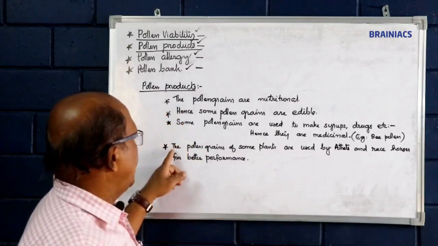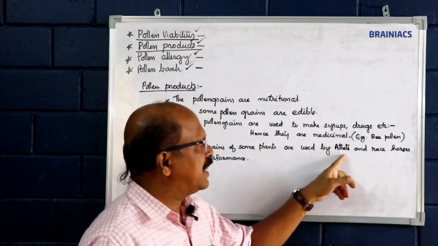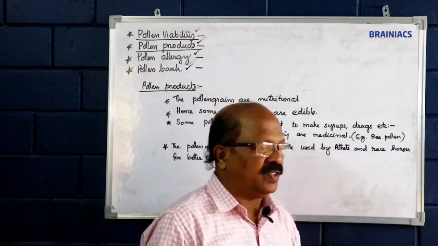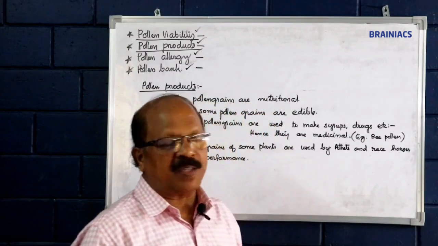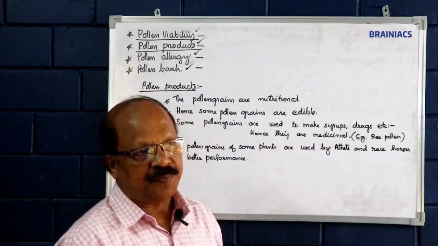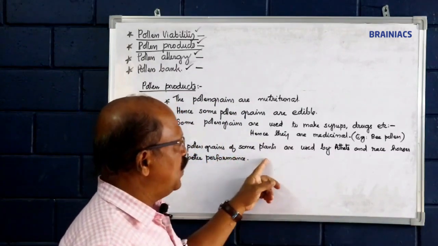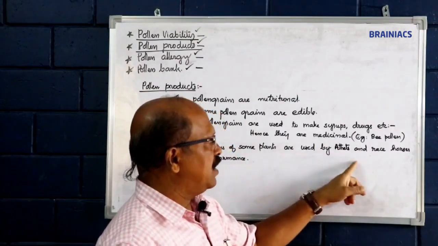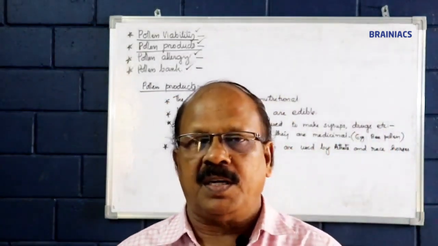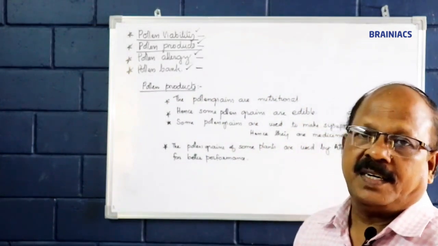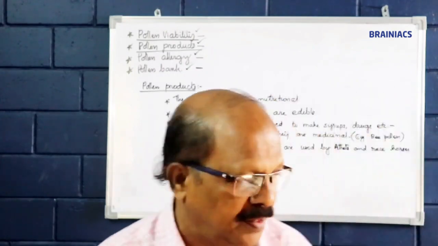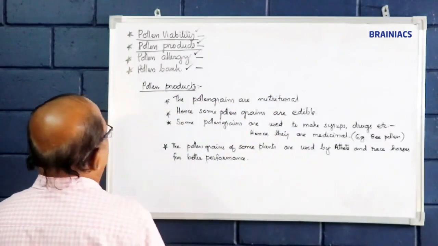Okay. The pollen grains of some plants are used by athletes and race horses. So those horses participate in horse race. Their muscular activity will be stimulated by some pollen grains in Western and Eastern countries. See, the pollen grains of some plants are used by athletes and race horses for better performance. And so these are all something about the pollen products, drugs, syrups, bee pollen, etc. Okay, then pollen allergy.